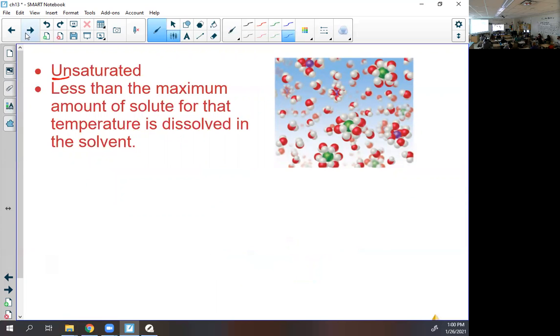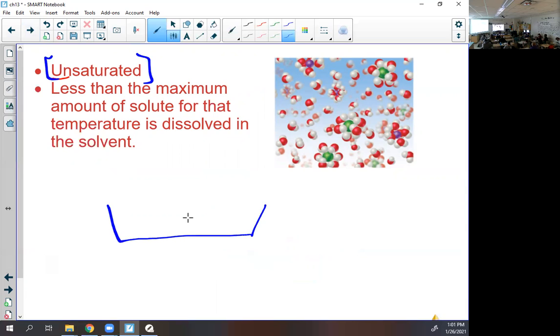Unsaturated. Well, if you understand English, that means lower than saturated. Under means down. Unsaturated holds less than the maximum amount of solute for that temperature.